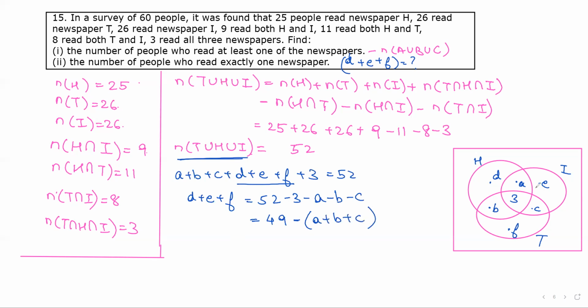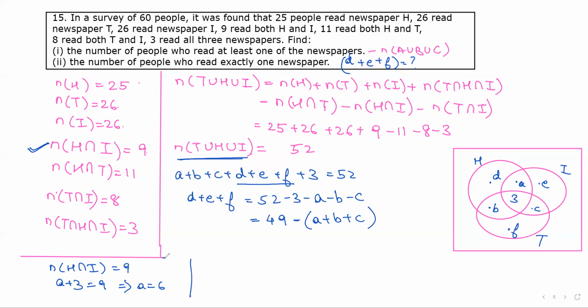Right. Now A in itself is not given, but it is given that H intersection I is 9. So A plus 3 is supposed to be 9. N of H intersection I is equal to 9, which means A plus 3 is equal to 9, which means A is equal to 6.